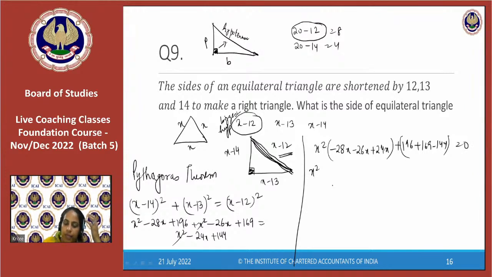So x square minus 30x, 196 plus 169 is 365, minus 144 is 221. So plus 221 equals 0. Use any of the methods, and get the value for x.